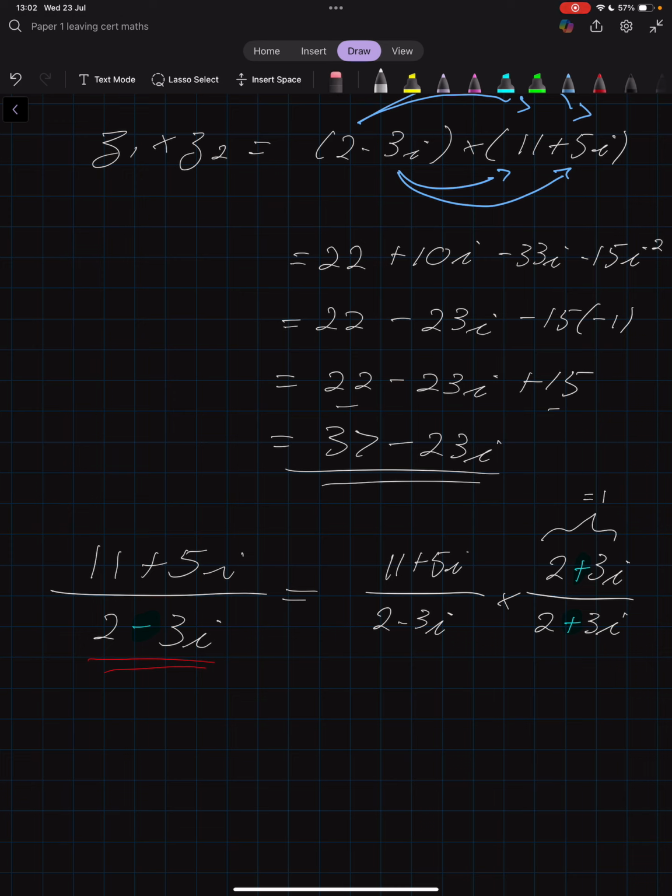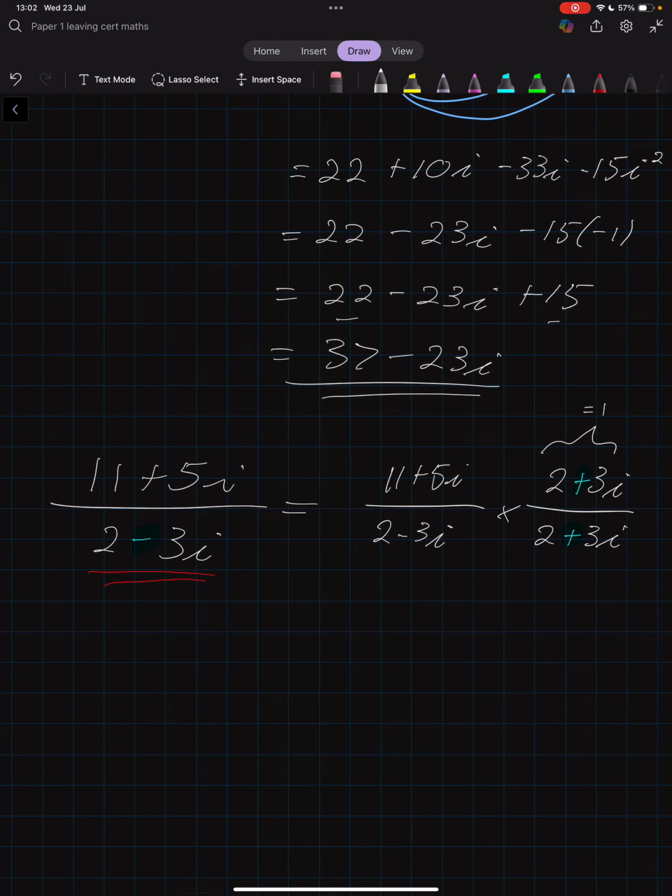So I'm not multiplying the fraction by 2, I'm not multiplying by 3. Remember, you want to keep the fraction the same. I want to multiply by something, but I don't want to multiply by anything other than 1, because if I multiply by anything other than 1, then I'm changing the value of the fraction. I do not want to do that. So you multiply the top and the bottom by the complex conjugate.